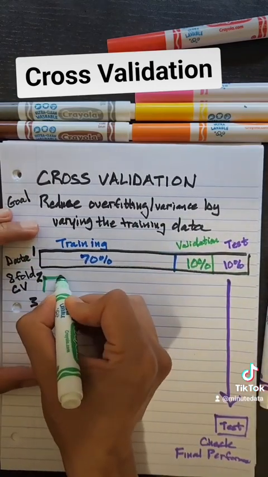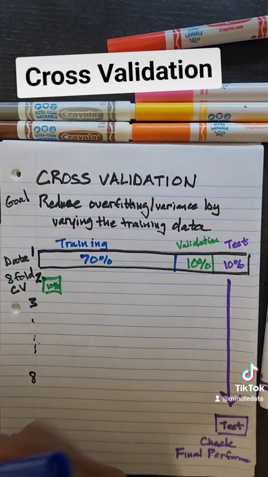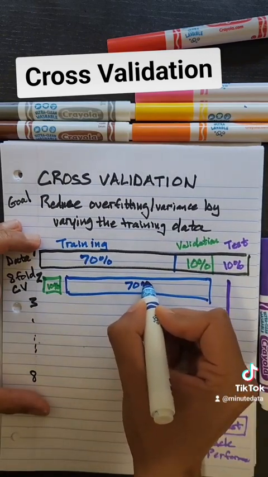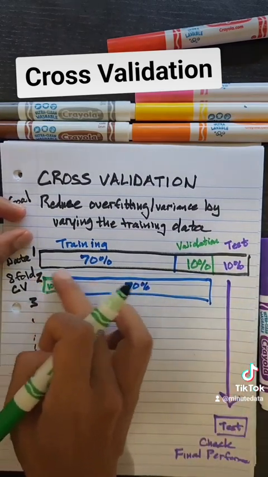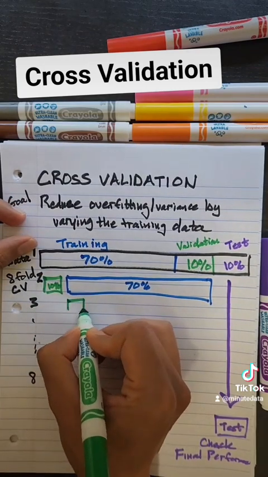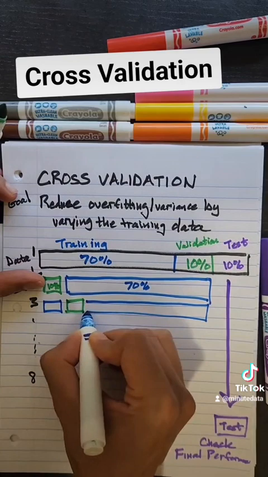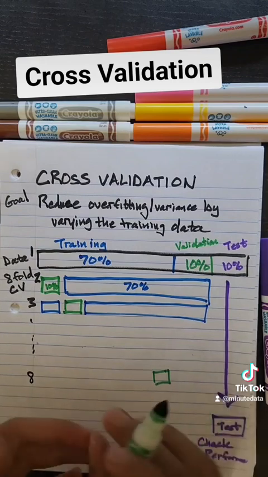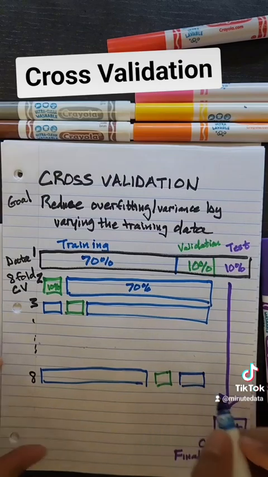With the second fold, we're going to do our 10% validation using this section of the data. And then our training data will be this 70%. Again, we're going to do our model building and any tweaking of our hyperparameters using this validation data. All right, let's go to our third fold. Our third fold is going to move our validation to this section of the data, and then you're going to train with the rest of your data. So repeat this process. By the time you get to the 8th fold, you're going to have this section of the data used for validation, and then this section of the data used for training.